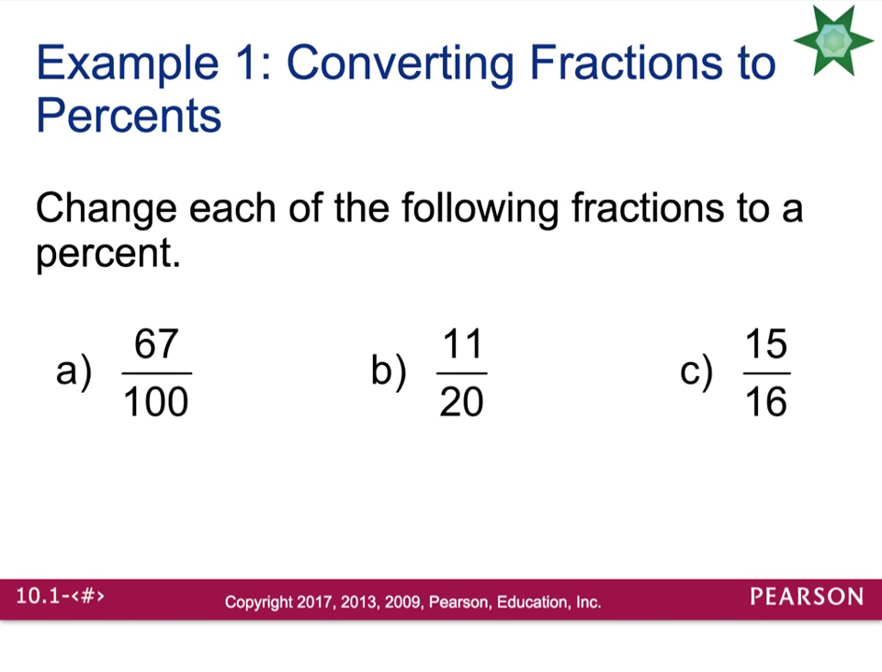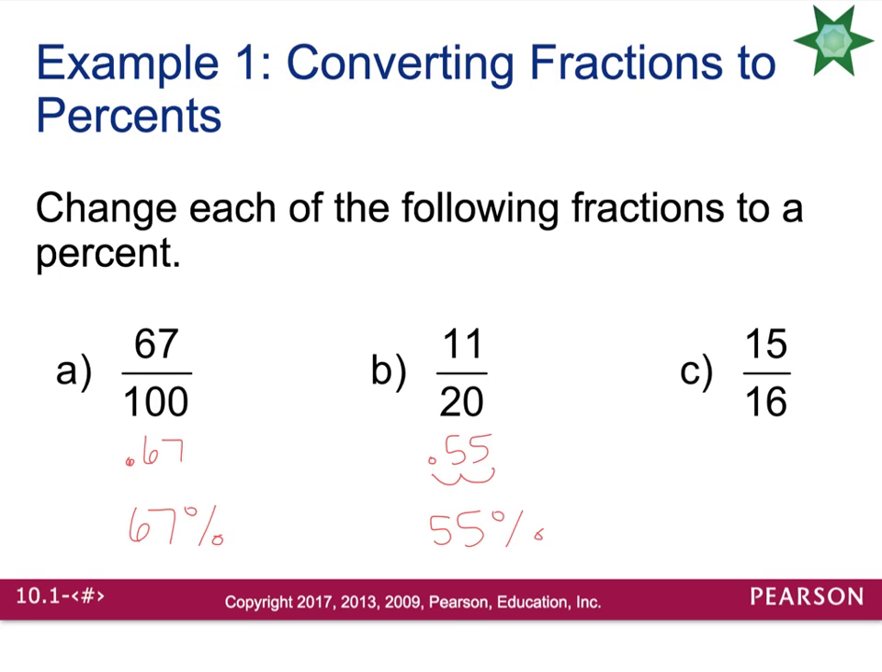So for example, let's change these fractions into percents. If I was taking 67 100ths and making that a percent, the first thing I would do is take 67 divided by 100, which would give me 0.67. Then I would multiply that number by 100, and I would get 67%. If I had 11 20ths and I wanted that to be a percent, the first thing I would do would be to take 11 divided by 20, which is 0.55, and then you can multiply by 100, which gives you 55%.